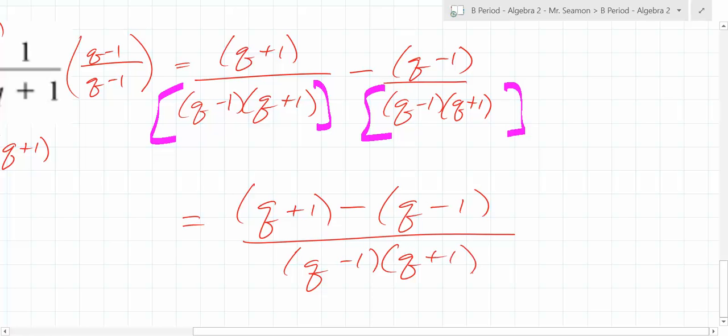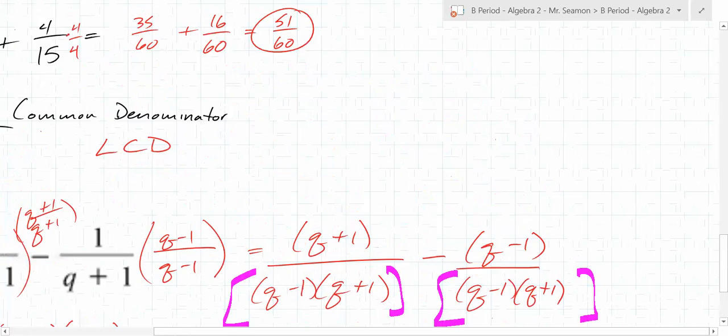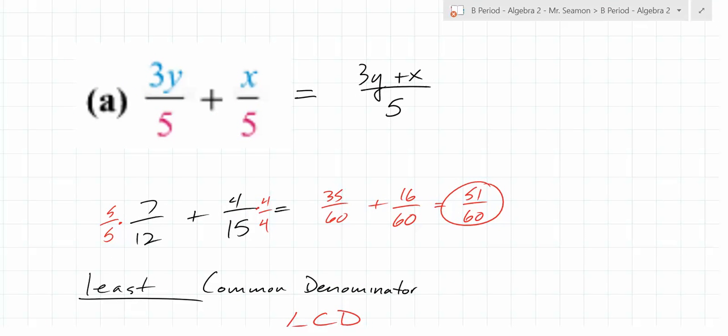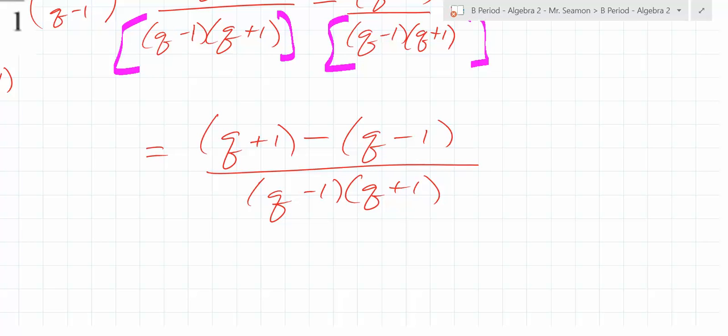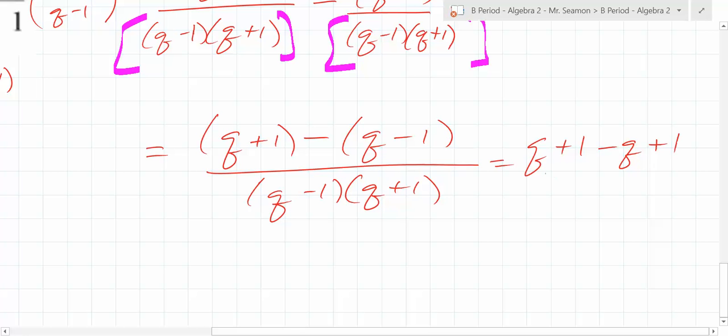Q minus 1 times q plus 1. We're doing the same process we did right here, right? What did we need? We needed a common denominator, specifically the smallest one. So we found one and we added. Now, can we simplify this a little bit? Can we simplify the numerator? Yeah, what is the numerator? It's going to be q plus 1 minus q minus 1, right?